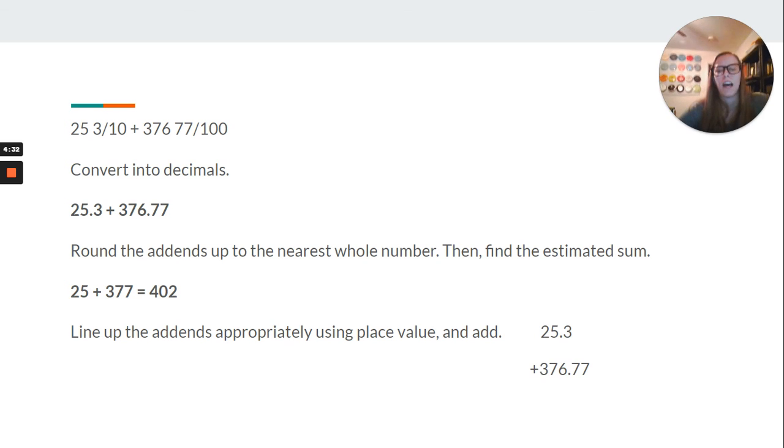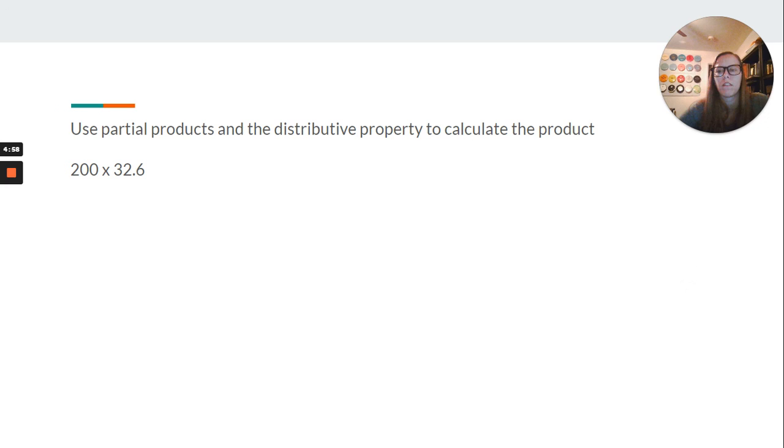Next, we line up the addends, so the two numbers we're adding, appropriately using place value, and then add them. So 7 and 3 is 10, so we carry the 1. 5 and 6 is 11, plus 1 is 12, carry the 1. 7 and 2 is 9, plus 1 is 10, carry the 1, is 4. We get 402.07, excuse me.